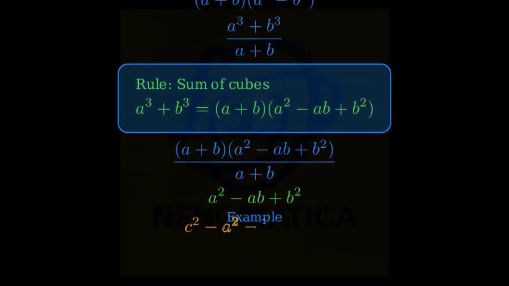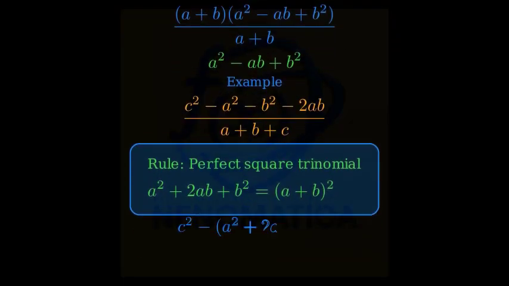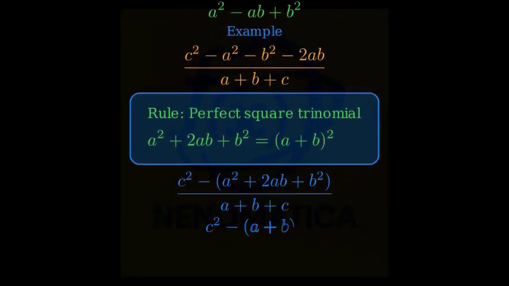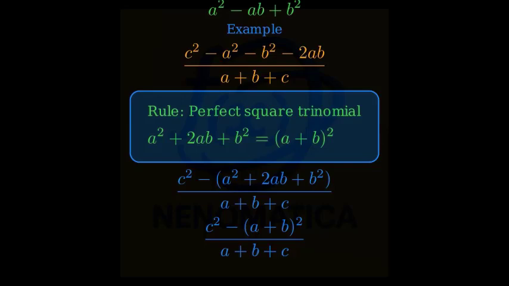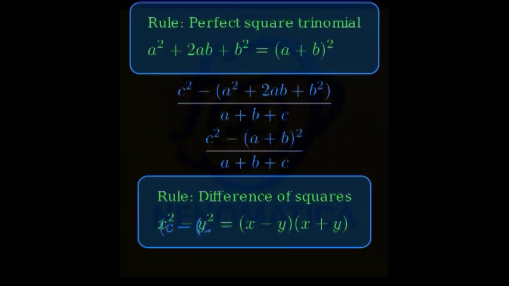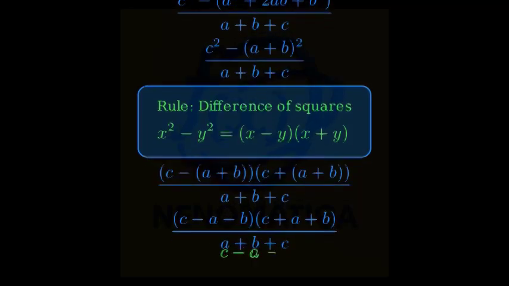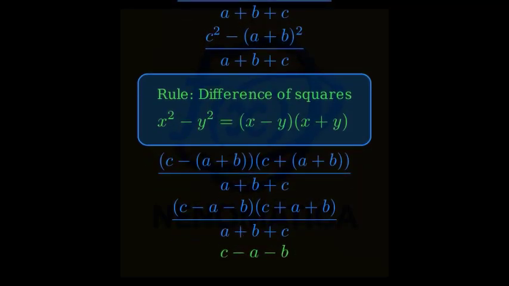Example: the second problem is (c^2 - a^2 - b^2 - 2ab) over (a + b + c). Let's group the a and b terms into a perfect square. Now use difference of squares to factor the numerator. Cancel c plus a plus b with a plus b plus c and write the simplified result.